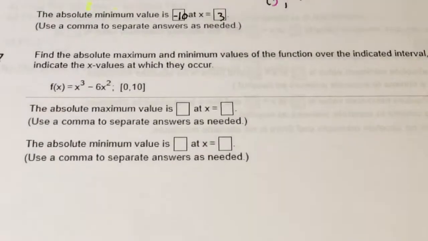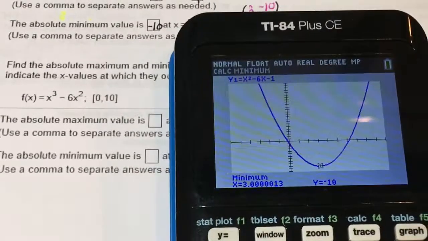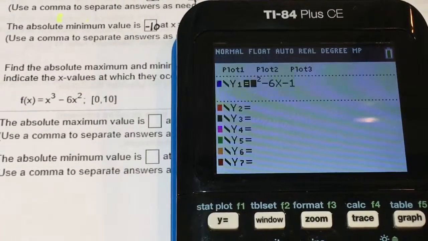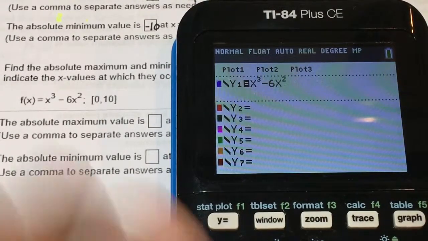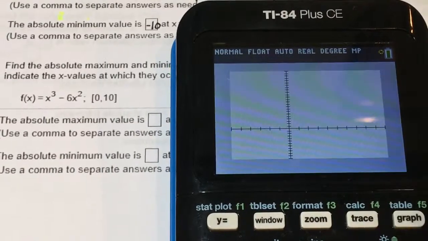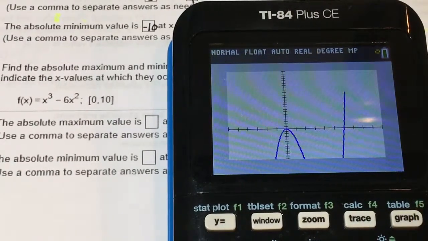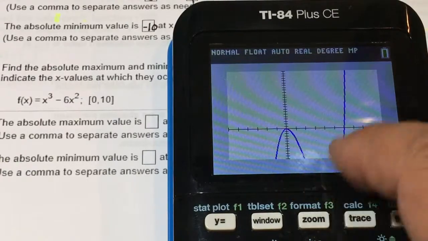Same type of question now for an x cubed. So let's type it in, and it's from 0 to 10 this time. So I'm going to type that in, y equals just like it looks. Clear that out. X cubed minus 6x squared. And that's it. I'm going to graph it. And notice I don't have everything I need in my drawing.